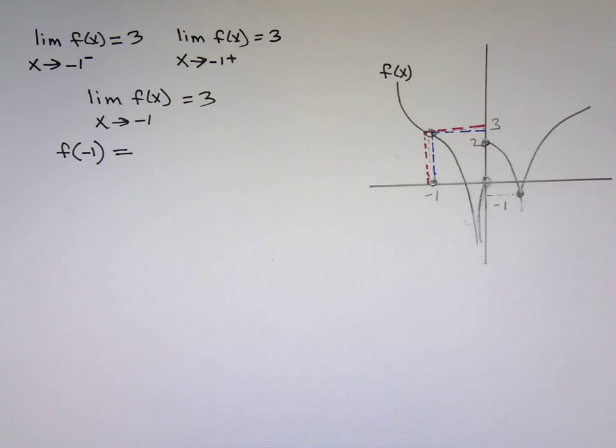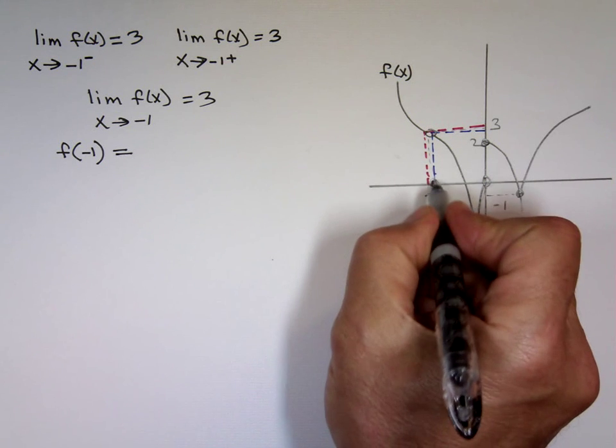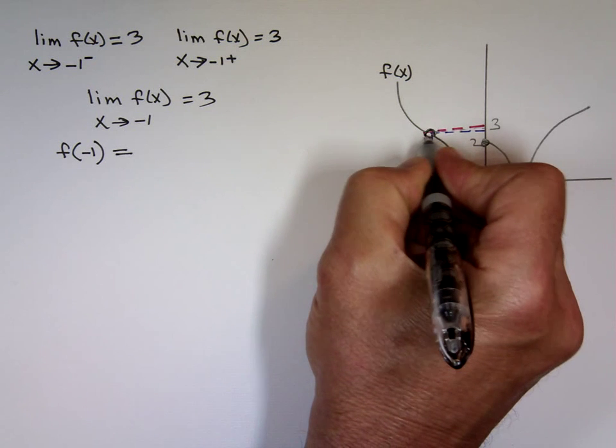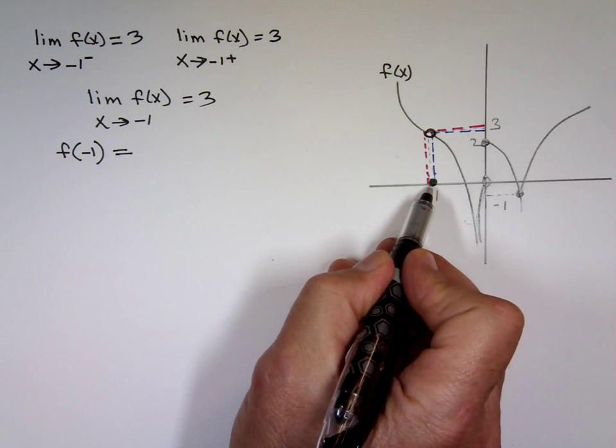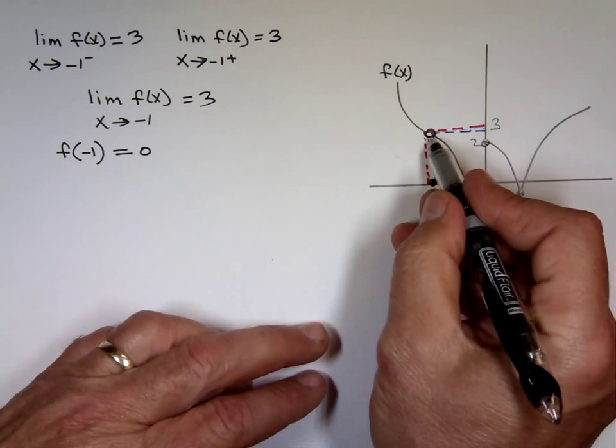It's 0, right there. There's a closed circle. See that little hole? There's a hole up there, but there's a closed circle right there. So when x is minus 1, the y value is 0. So the function does not have to be closed to have a limit. It could have a hole in it.